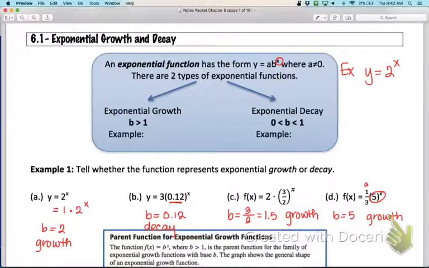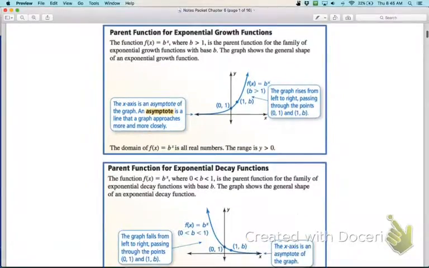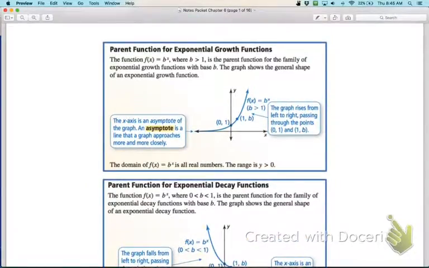Okay? So growth and decay, that's all great. Let's talk a little bit about what those things actually look like. There are two different parent functions, because exponential growth looks one direction and exponential decay looks another direction. If you look at exponential growth, it's this sort of smooth curve. It's almost like a bent line. When b is greater than 1, it's going to look like this. The graph rises from left to right, and then it's going to have what we call an asymptote, and this may be the first time we've heard about this. An asymptote is an invisible line that the graph approaches, but it never actually gets to.